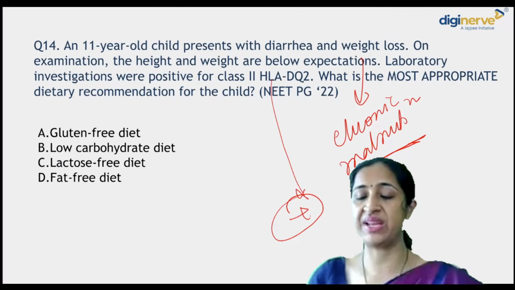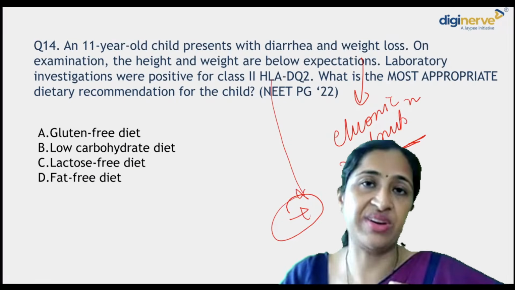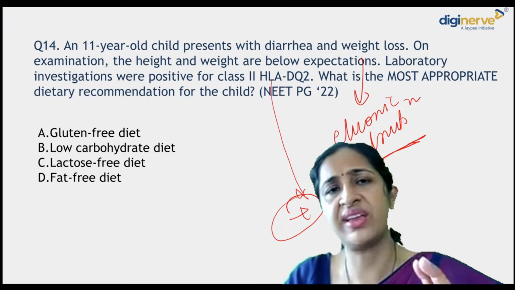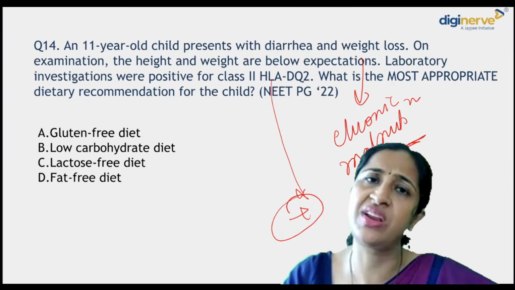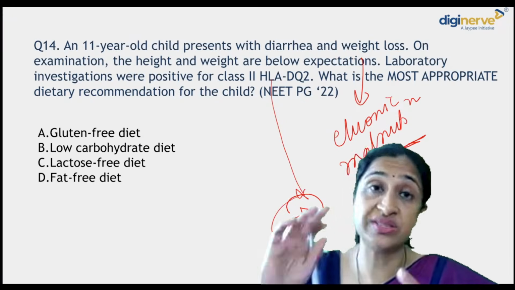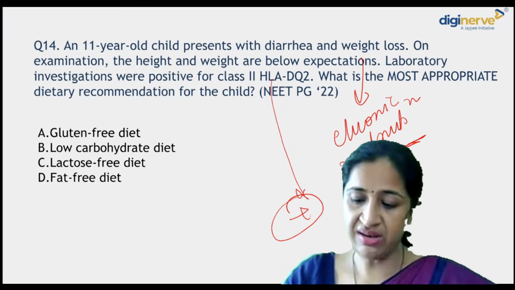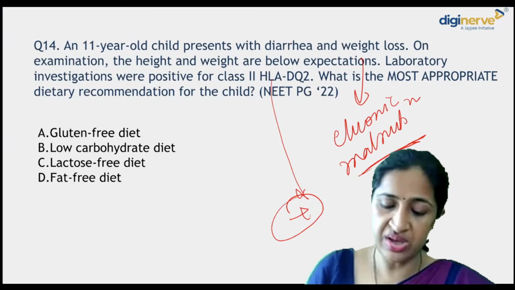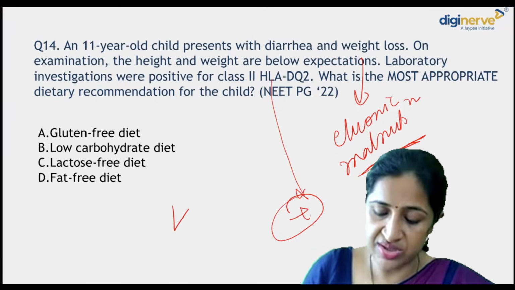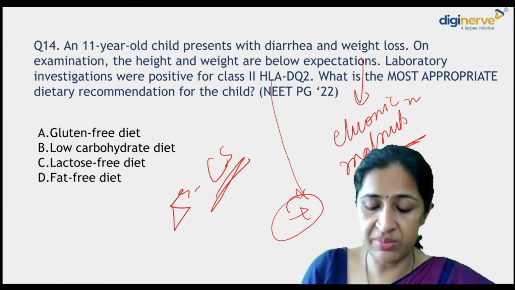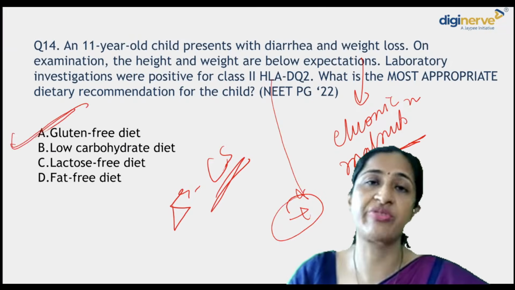Now let's see. Now you had diarrhea, weight loss. Okay. Now in gastroenterology, the 11-year-old child with diarrhea, weight loss, why will they do HLA-DQ? They will do HLA analysis only if you're considering celiac sprue. And HLA-DQ2 is positive in celiac sprue. So this child's diagnosis is celiac sprue or celiac disease. What is the recommendation you will do? You will do a gluten-free diet.